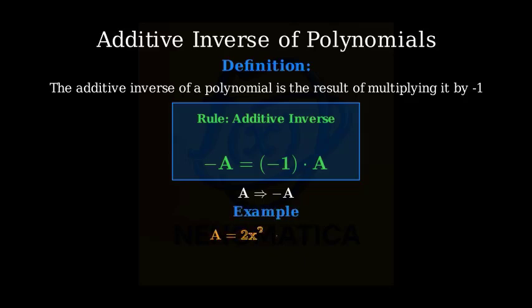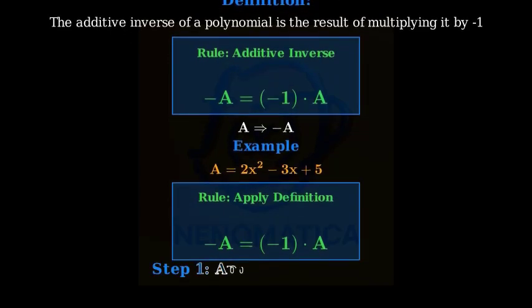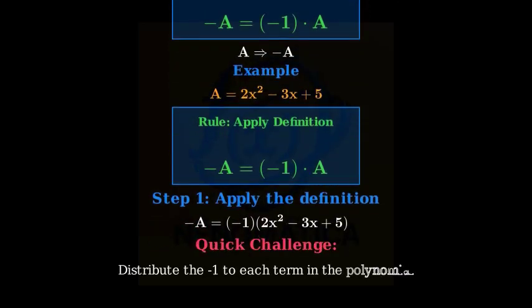Now, let's look at a specific example to understand how this works in practice. Let's find the additive inverse of this polynomial. Step 1. We'll apply the definition of additive inverse. The additive inverse of a is negative a, which equals -1 times a. So we have negative a equals -1 times open parenthesis 2x squared minus 3x plus 5 close parenthesis. Quick challenge. Can you predict what happens when we distribute the -1 to each term in the polynomial? Take a moment to write down your answer before we continue.